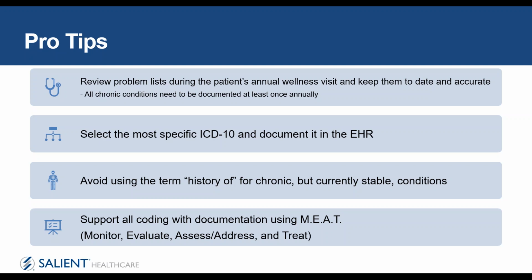Third, avoid using the term history of for the chronic conditions that the patient has but are currently stable. If the patient has diabetes, for example, then state so. We're going to take a look a bit more at proper documentation in a few minutes. And lastly, support all codes with documentation using M.E.A.T. Amy's going to speak more about proper documentation.